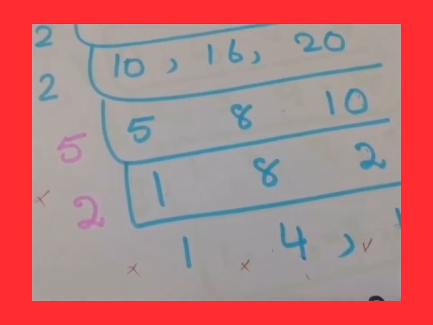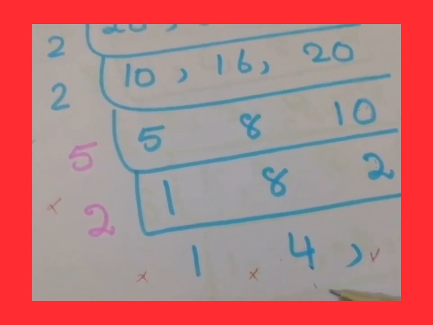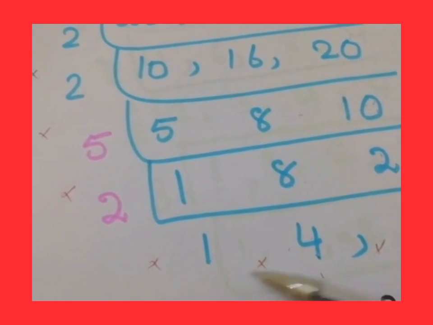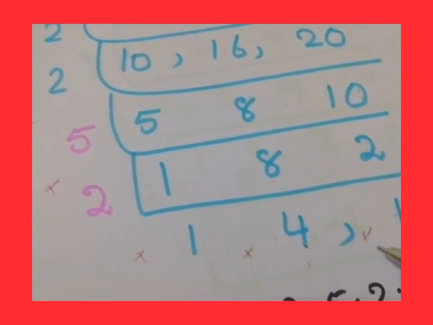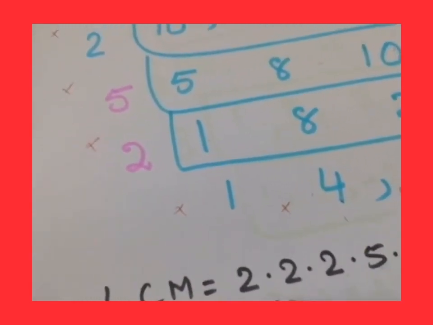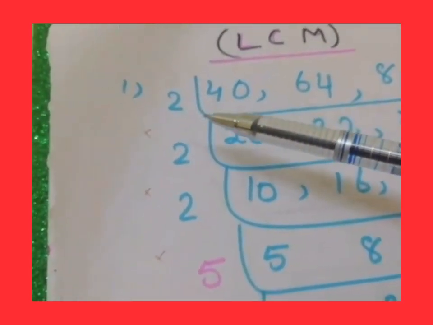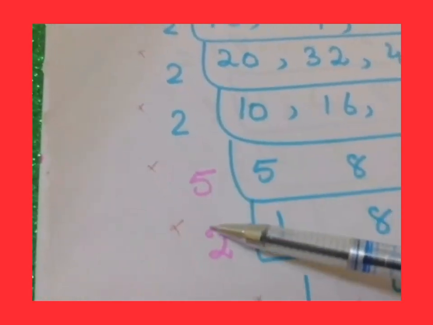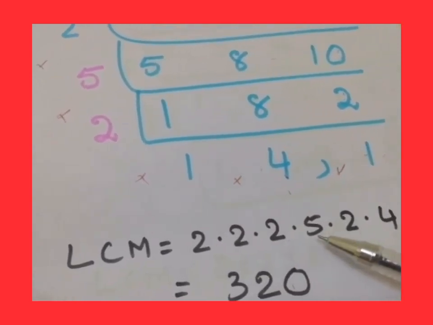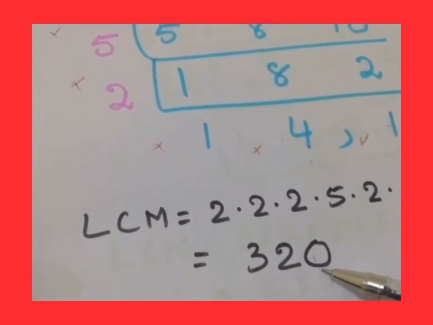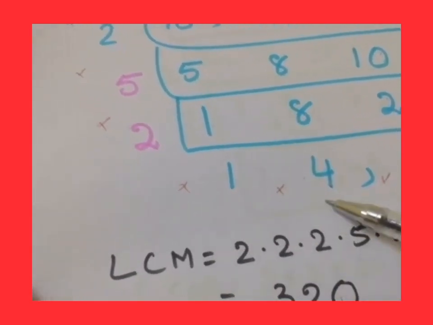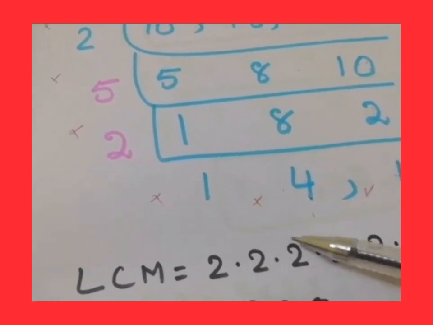So for LCM, you have to continue up to this step in order to find the LCM. Here we have 1, 4 and 1, and there is no common factor except 1, so you can stop here. The LCM is found by multiplying all these numbers together: 2 into 2 into 2 into 5 into 2 into 4, which is equal to 320. No need to divide again or take 2 outside from 4 again. You can stop here.